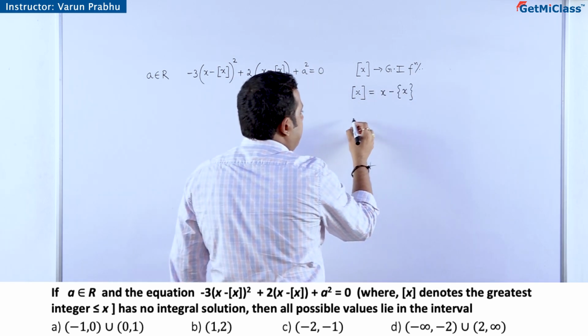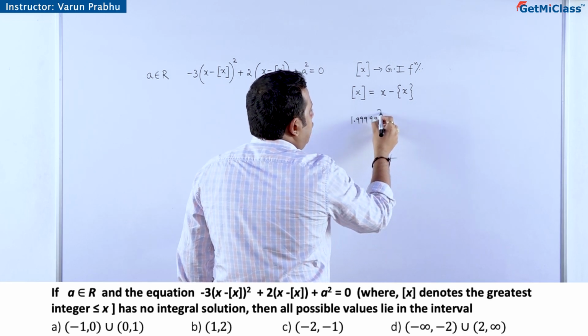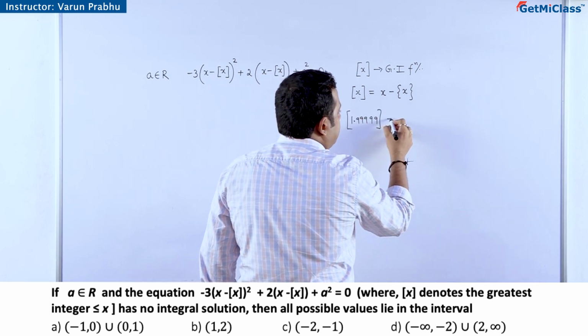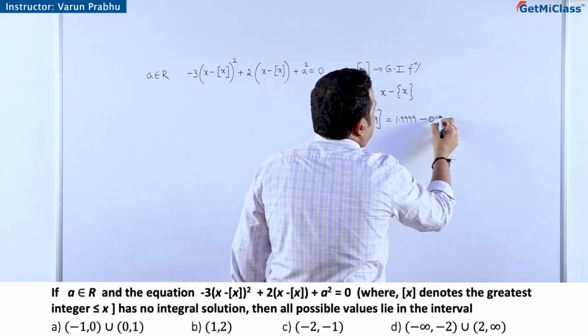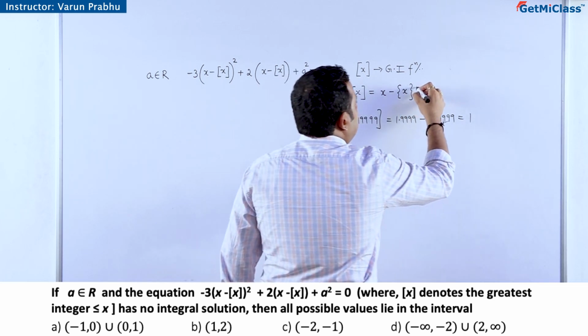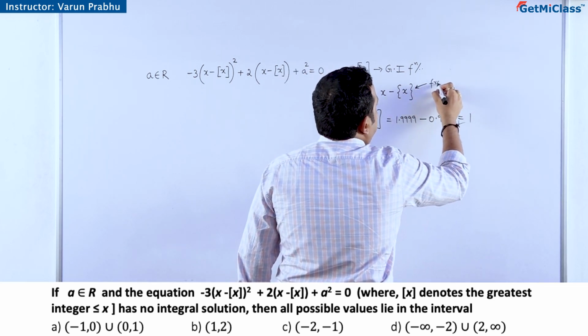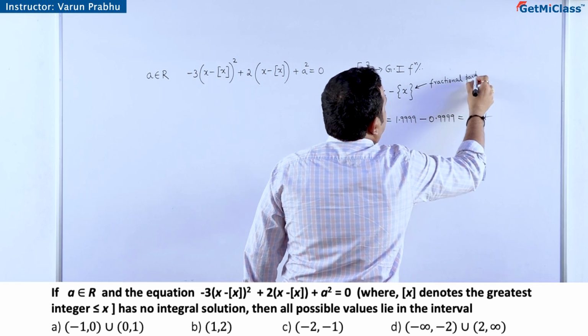For example, if I ask you what is the greatest integer of 1.999, you will tell me the answer is 1. How is it? From 1.999, you subtract the fractional part of it and the answer you'll be getting is 1. So this part can be considered as the fractional part. Is it okay? This is the fractional part.